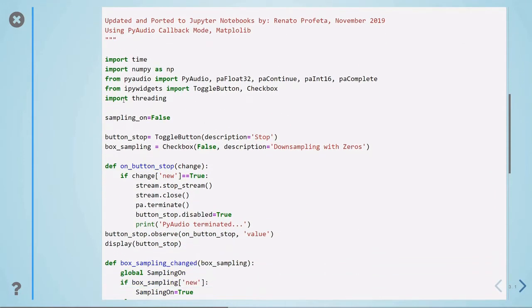I'm importing these libraries. We are going to use PyAudio to handle the audio, then NumPy. We are going to use ipywidgets to have some GUI, the graphical user interface, with some buttons and a checkbox. And we are going to use threading to run the audio part inside a thread and still be able to interact with the graphical user interface.